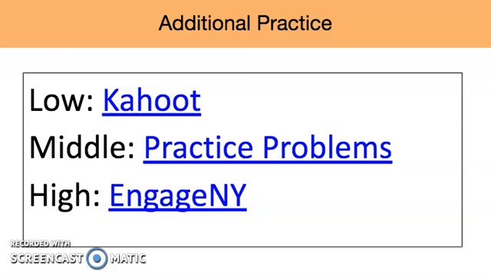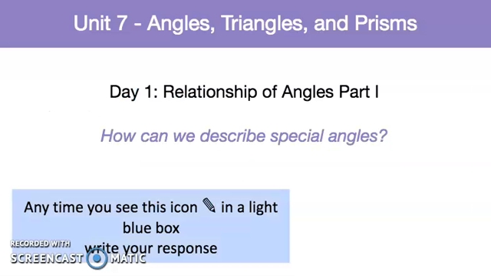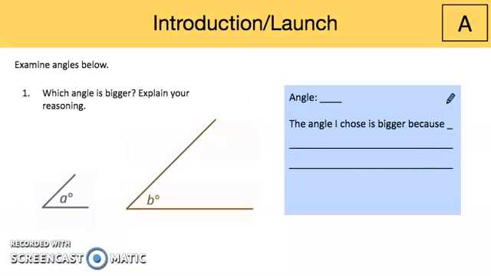Now let's take a look at the 7th grade lessons. For 7th grade, they're working on Unit 7, Angles, Triangles, and Prisms. Day 1 is Relationship of Angles, Part 1. How can we describe special angles? The launch has students examining angles, which angle is bigger, and explaining your reasoning.